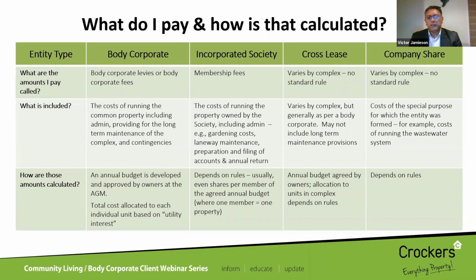And how might that be different in a shared lane or a laneway society? So the basic concept's the same. An annual budget gets worked out and then the owners approve it. And that covers the expenses of the entity for the year. Maybe some provision for future costs, but by and large it tends to be just current stuff. The difference is that the formula for allocating those costs to members is going to be set out in the rules of the society, as opposed to being driven by the utility interest as we saw in a body corporate.